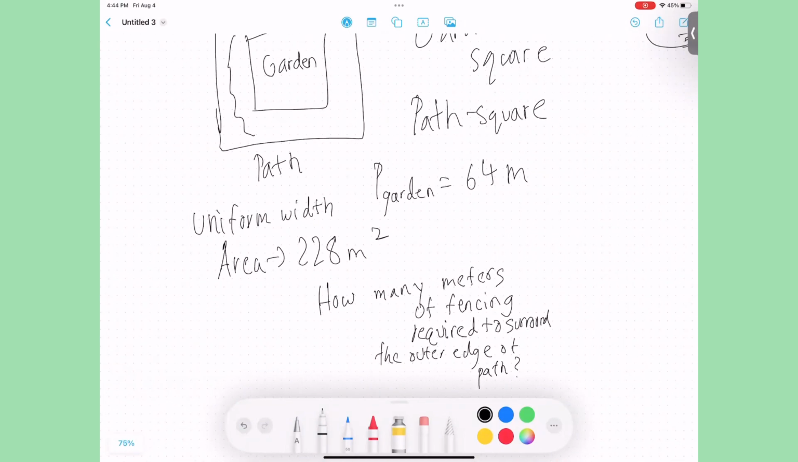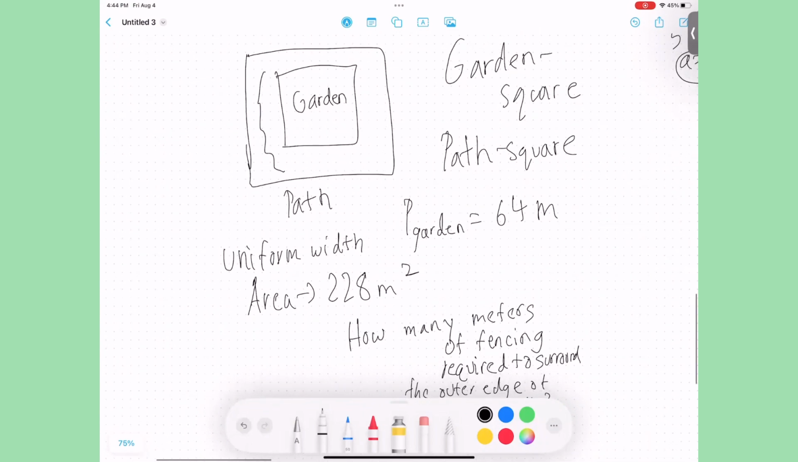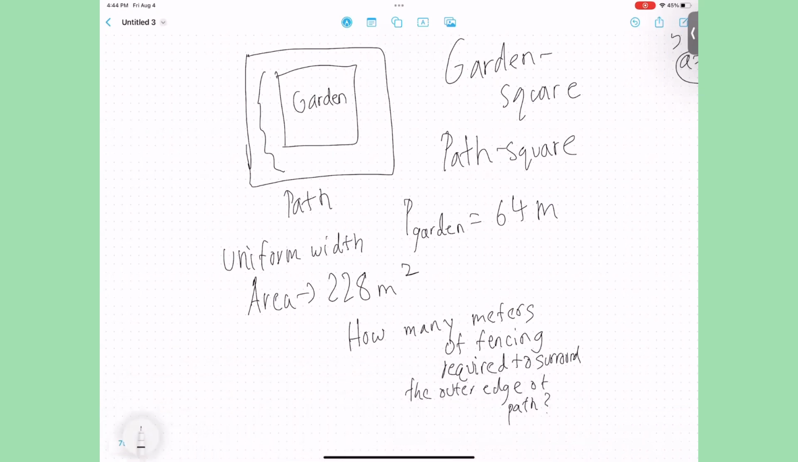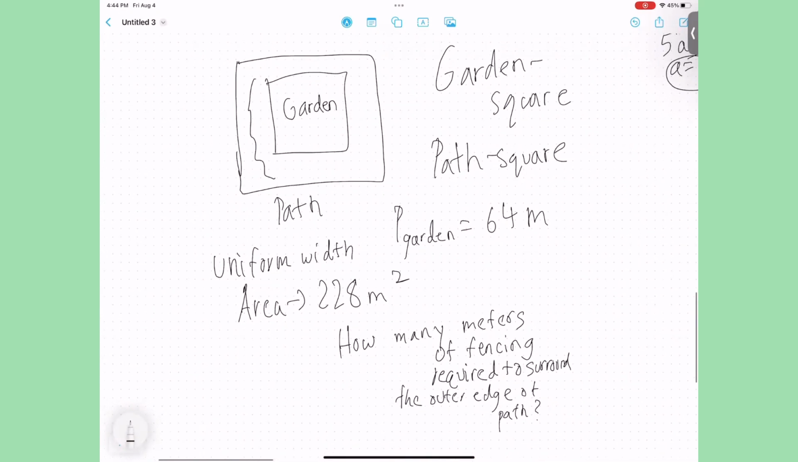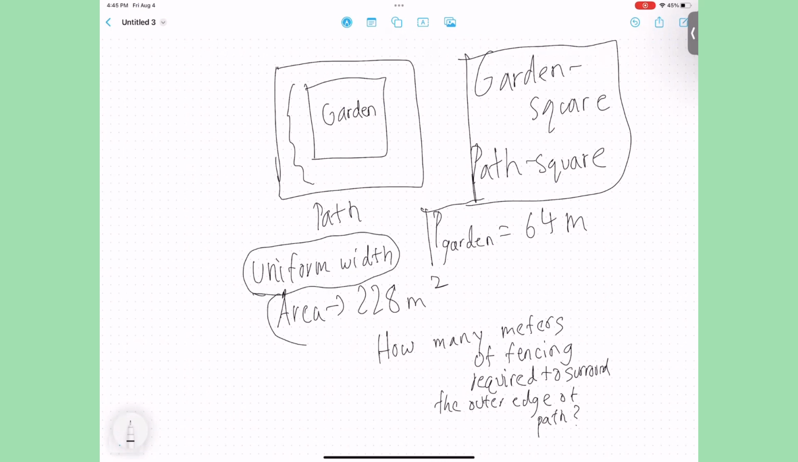So let me just minimize this so that you can see the whole problem here. Now you guys can see the problem better, right? Both the garden and the path are squares. The perimeter of the garden is 64. The path has uniform width, and the area is 228. So how many meters of fencing is required to surround the outer edge of the path?